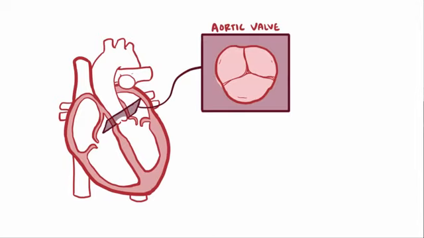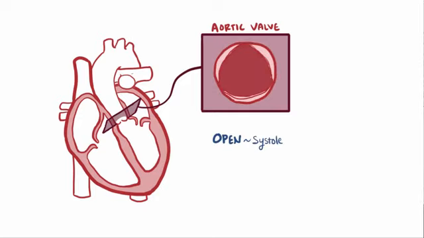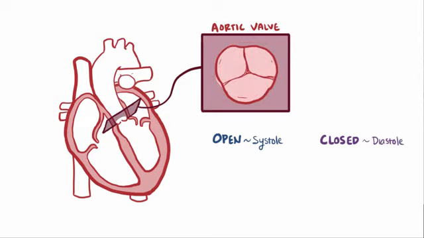The aortic valve is typically made up of 3 leaflets, the left, the right, and the posterior leaflet, and it opens during systole to allow blood to be ejected to the body. During diastole, it closes to allow the heart to fill with blood and get ready for another systole.